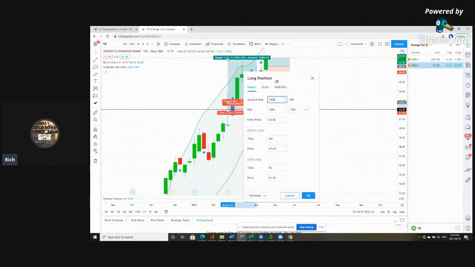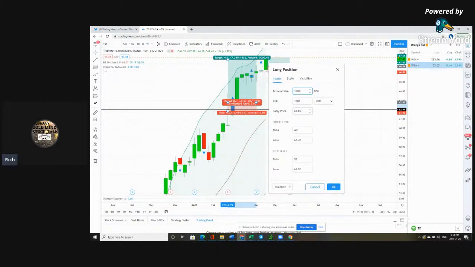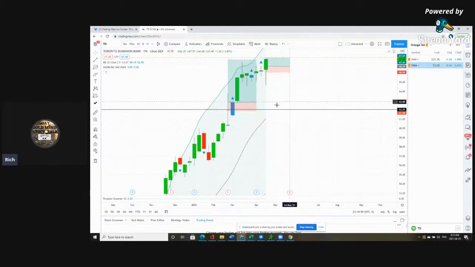So what I did here, my first position on TD, I entered at 62.82 with a stop at 61.90. I wanted to get in because I knew that the bears are trapped in this chart. They're trapped right there. And you see this follow through. You see this big candle right here. Let me draw an arrow.